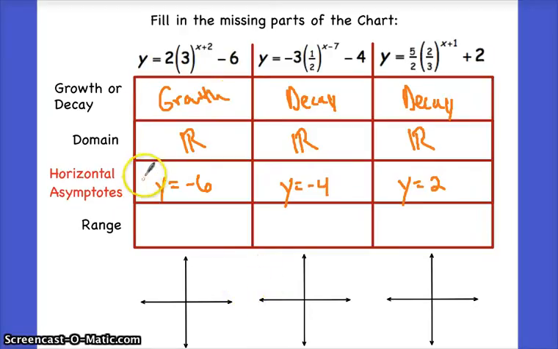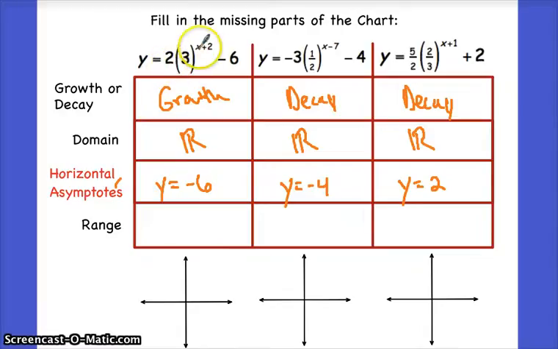Everything will move up or down, such as the horizontal asymptote. It also moves our range. However, for that, we're going to have to be a little bit more careful because one of these functions is actually also a reflection. You'll notice a +2 out in front of this function.